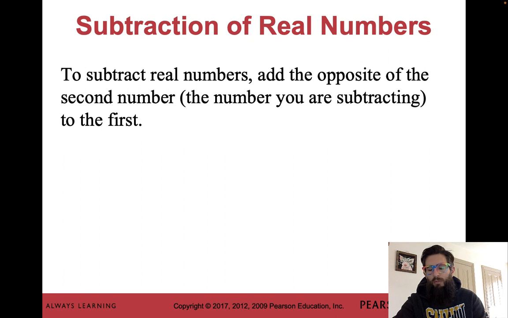So the really fundamental component of this is to subtract real numbers. We just want to add the opposite of the second number. So if it is subtraction, we're going to add a negative. If it is the subtraction of a negative number, we're going to add the positive version.